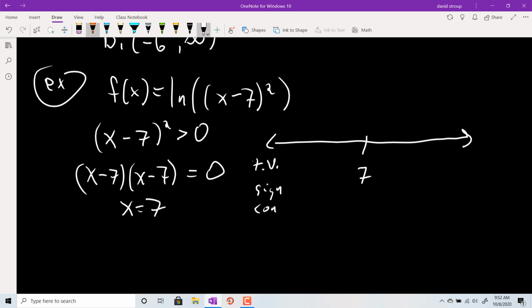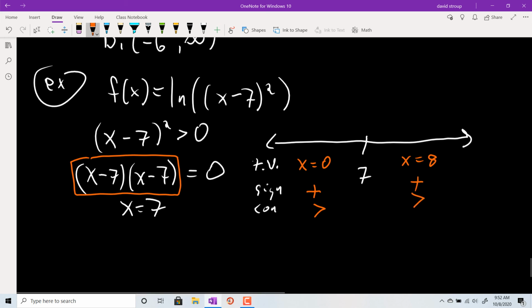Let's do this in red. I'll try x is 0. If you put 0 into this expression, you'll get -7 times -7, which is positive, so that will be greater. Then let's try x equals 8. If you put 8 in there, you get a positive times a positive, which is positive. So again, that'll be greater. We want the intervals where we have the greater than symbol, so it's both these intervals.